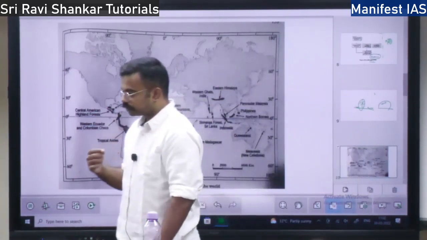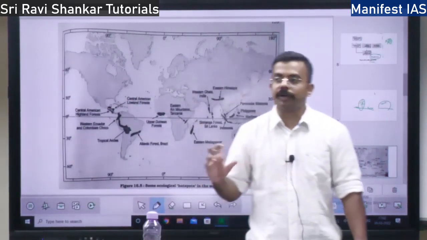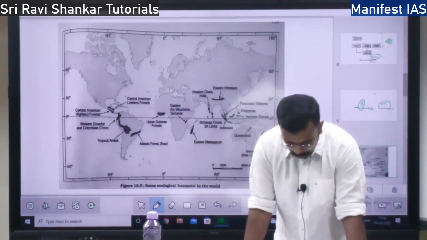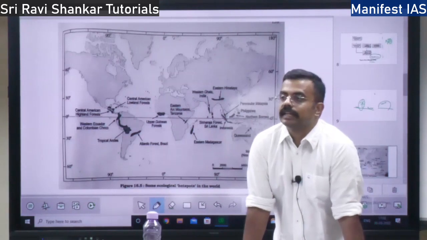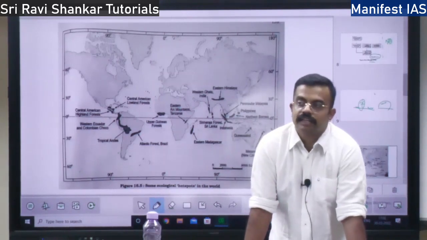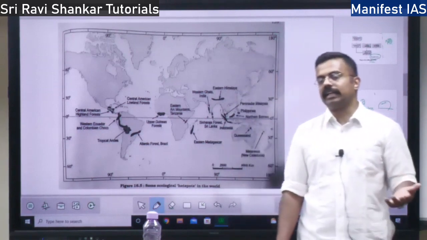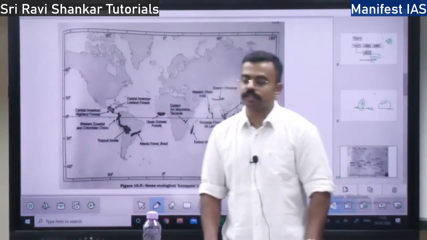That is the ecological role of biodiversity: cycling of water. If biodiversity increases, the survival of animals also increases. If biodiversity decreases, survival decreases. So if biodiversity increases, stability also increases in the ecosystem. That is the ecological role.